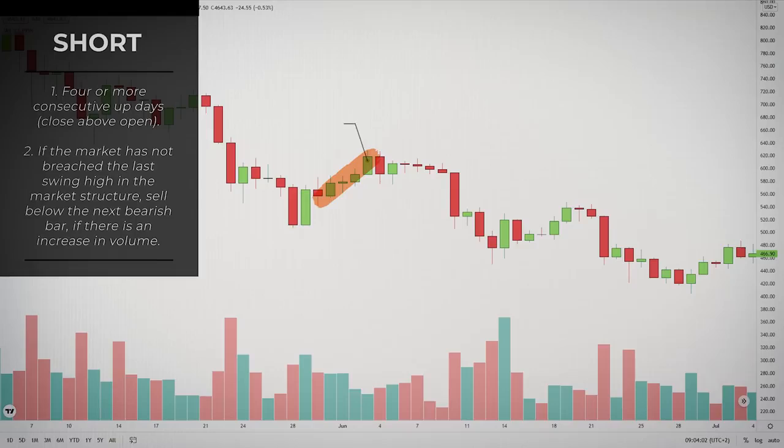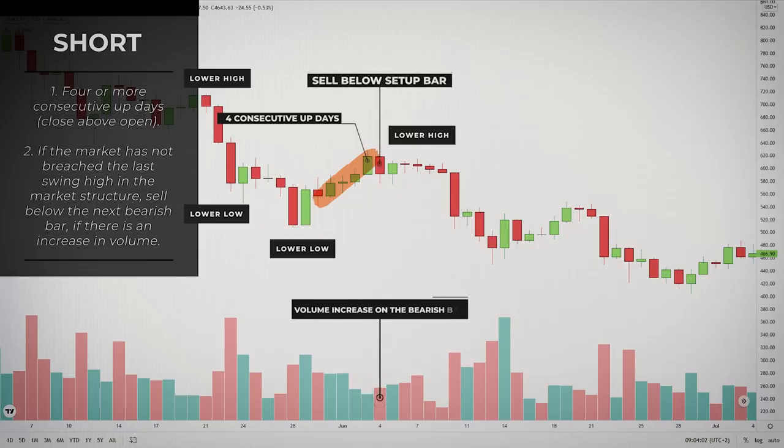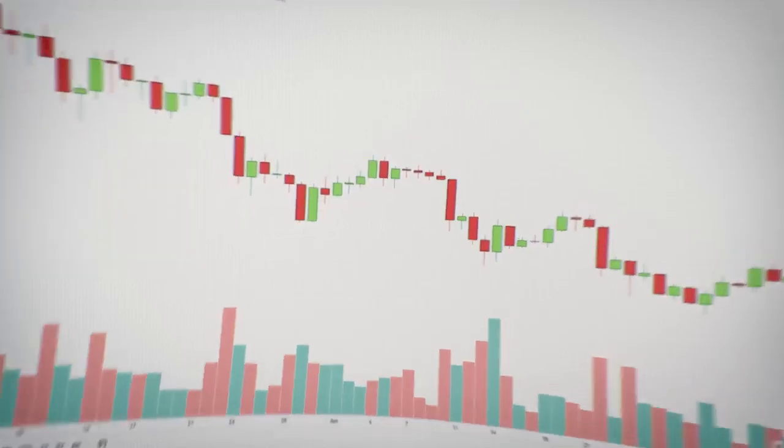4 or more consecutive up days, meaning close above the open. And if the market hasn't breached the last swing high in the market structure, you sell a tick below the next bearish bar if there's an increase in volume. Again, you trade the market structure of a downtrend. You first need to define the downtrend and identify the major swing highs and lows to find 4 or more consecutive up days and to trade in the direction of the main trend if the market has not broken the last swing high in the market structure.